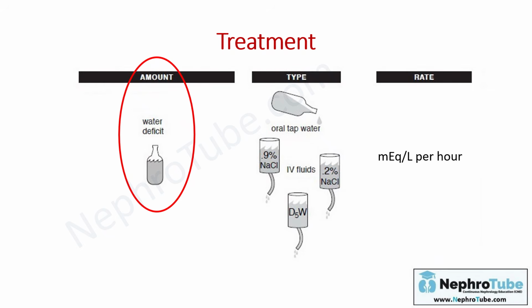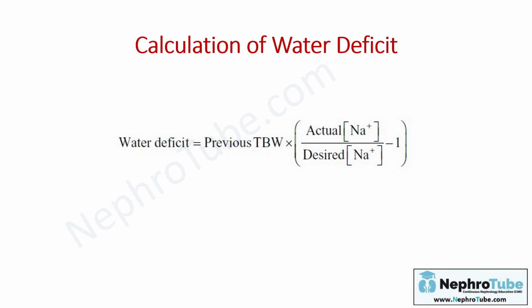Let's start with the water deficit. We calculate the water deficit by this equation, and please take a screenshot of it or write it down, because I will show you our patient again in the next slide and ask you to calculate the water deficit. The water deficit equals previous total body water multiplied by actual sodium of the patient over desired sodium, and I mentioned that desired sodium will be 140. So actual sodium divided by desired sodium minus 1, and this value is multiplied by total body water. This will give you the water deficit.